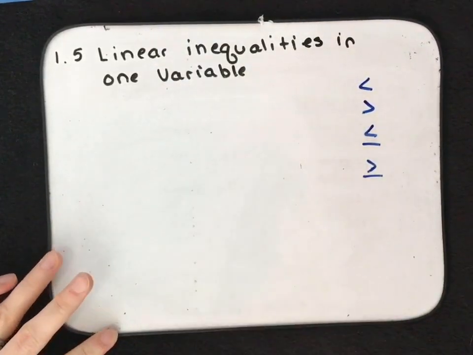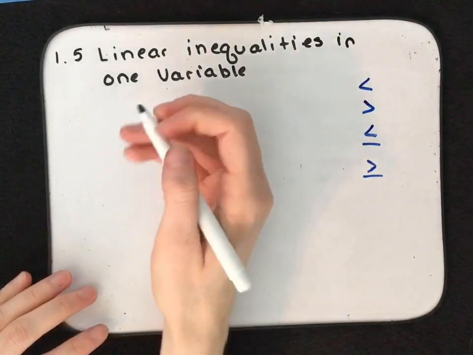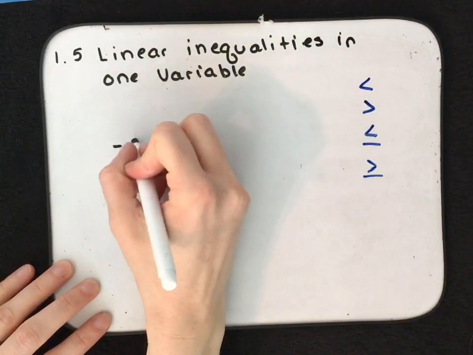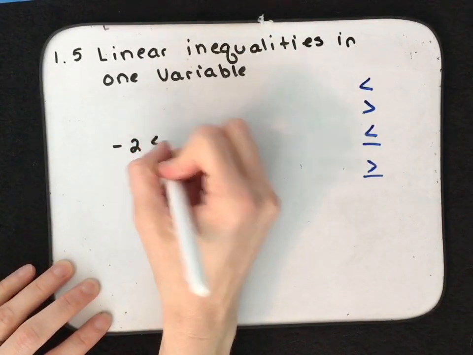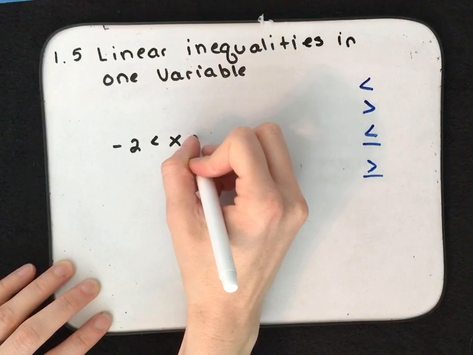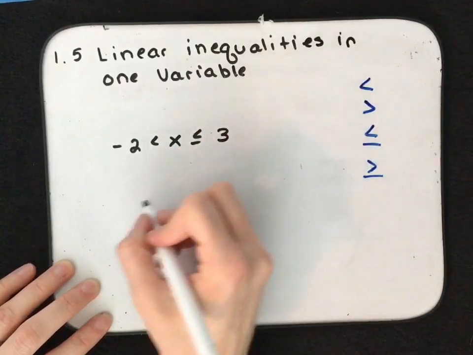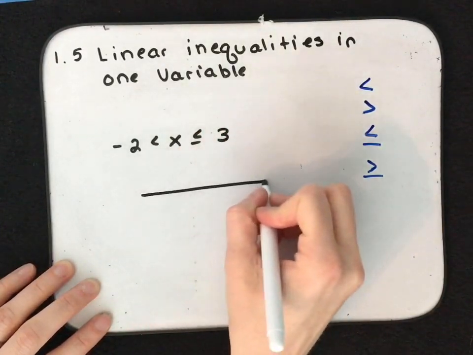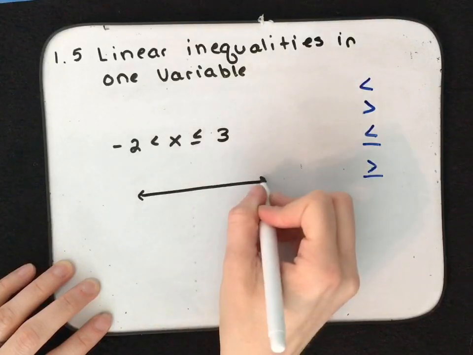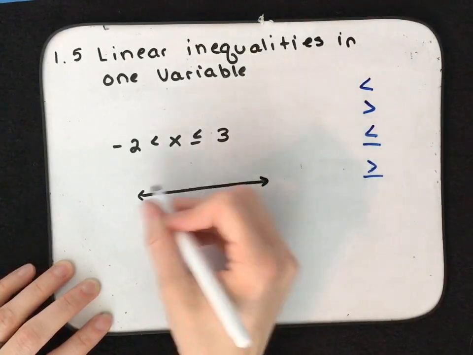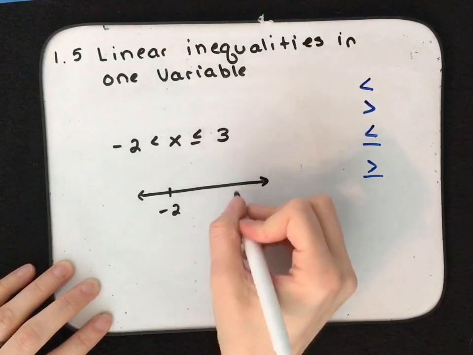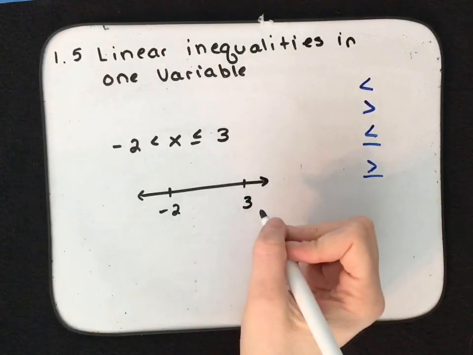Sometimes you have multiple inequalities represented in the same question. So here we have negative 2 is less than x is less than or equal to 3. So let's draw all this on our number line. So here's my number line. So x is somewhere in the middle. Negative 2 is here. 3 is here.